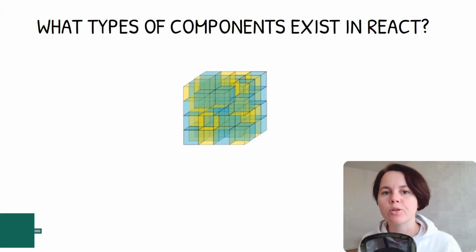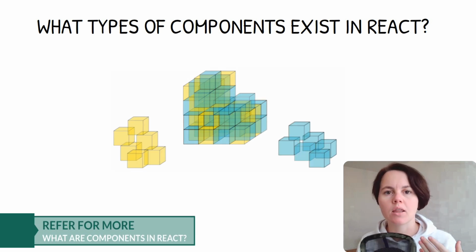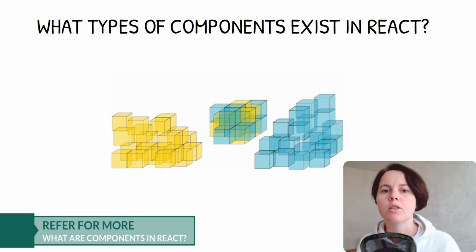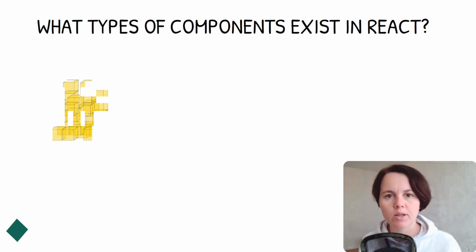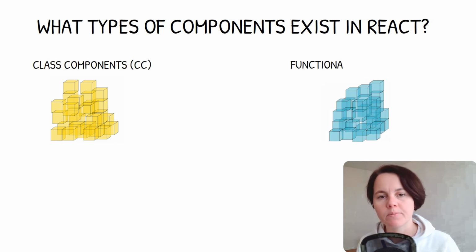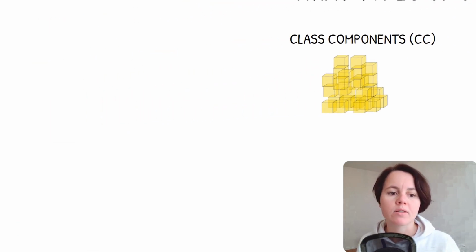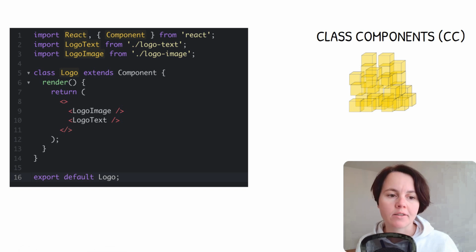Building an application, we use many components. And all those components can be divided into two big groups: class components and functional components. Class components are defined as ECMAScript 6 classes.